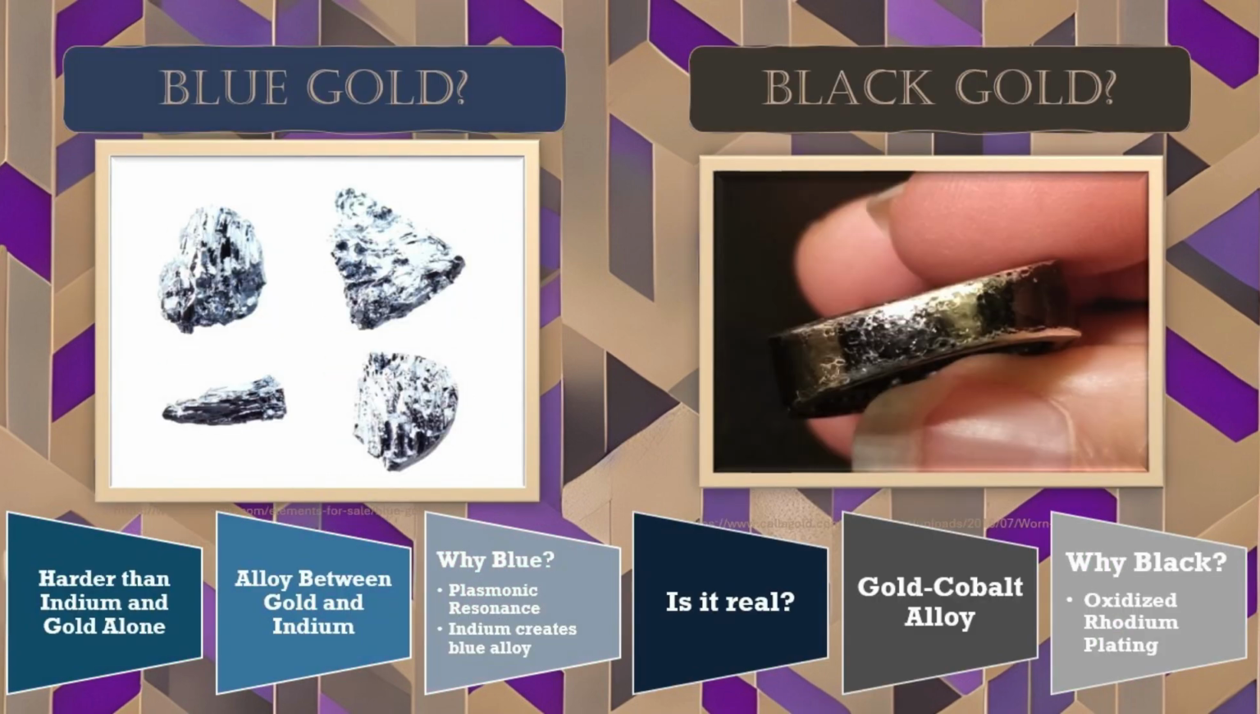Our next alloys are blue gold and black gold. Now, these two are rarer than purple gold and green gold. Blue gold is an alloy between indium and gold, but what is interesting is that indium and gold alone are softer than this alloy, and the mixture of the two metals creates a harder material with around the same properties of purple gold. Black gold is a gold-cobalt alloy, but it seems that the color from the black gold is actually due to the oxidized rhodium plating and not the alloy itself, which is only slightly darker than normal gold.